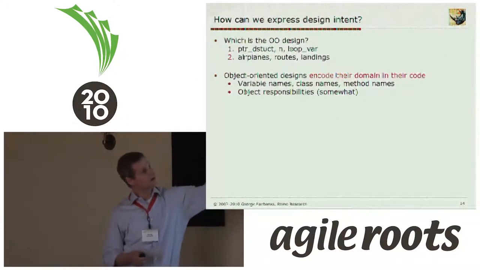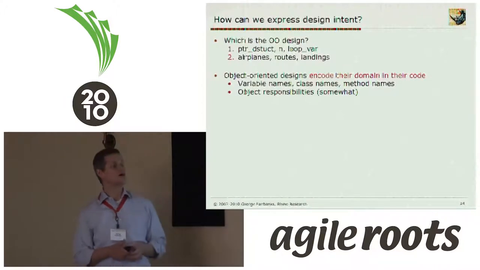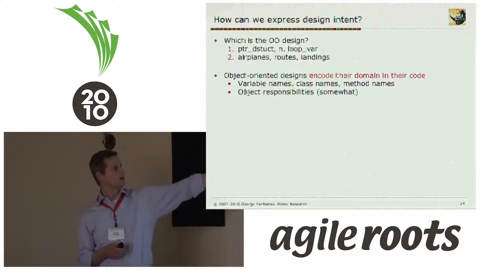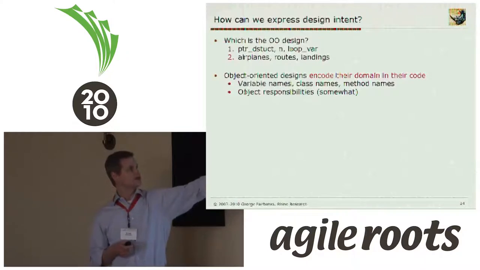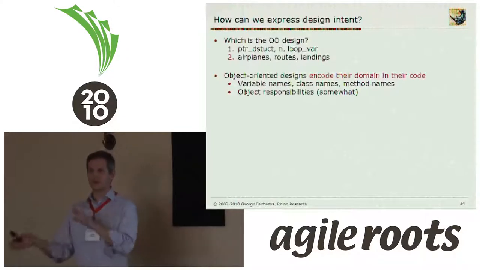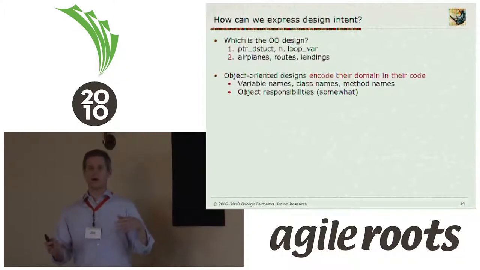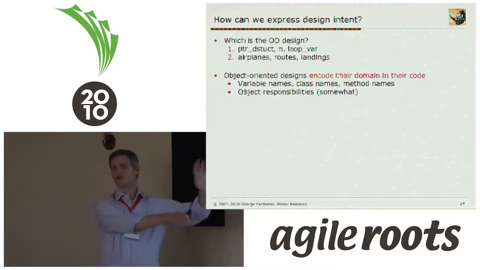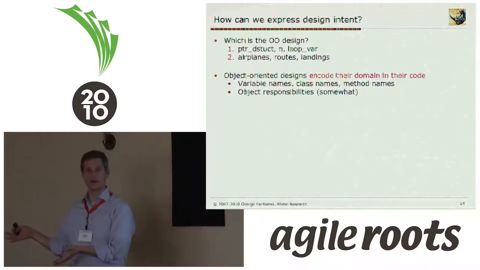So what you did was you expressed the domain inside the code, and we do this in lots of different ways. Variable names, class names, method names, and to some extent, object responsibilities. I mean, airplanes sort of act like planes from the real world, in that they can take off and land and so forth. But in other ways, airplanes in code do different things than airplanes in the real world.